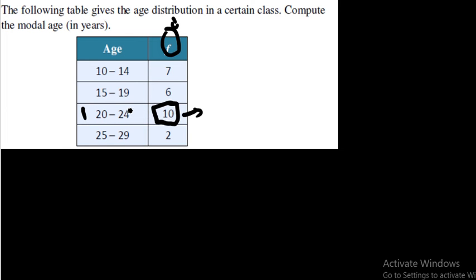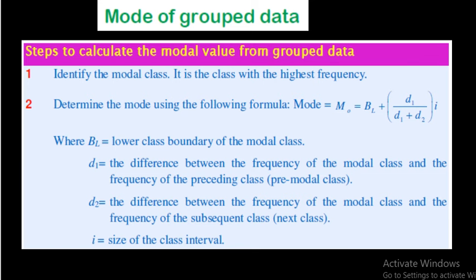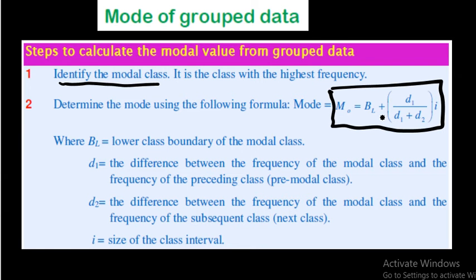That's the process. To get it, we have to follow some steps. The first step, identify the modal class. How to identify the modal class? By observing the frequency, the one which is highest. So identifying the modal class will not be a big deal. And the second step, applying the formula. To find the mode, there is a formula here, as you see. The mode is equal to BL plus, in brackets, D1 over D1 plus D2, times I.